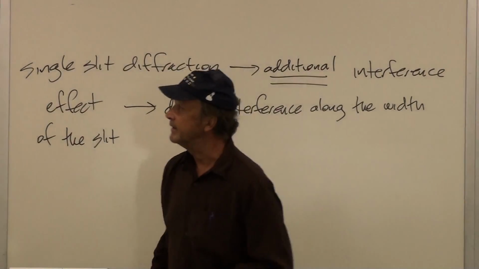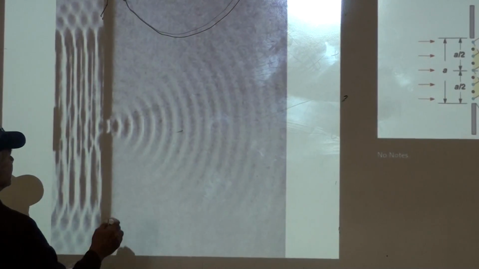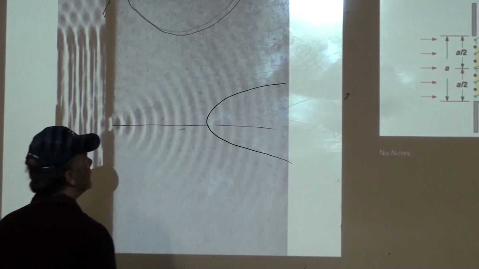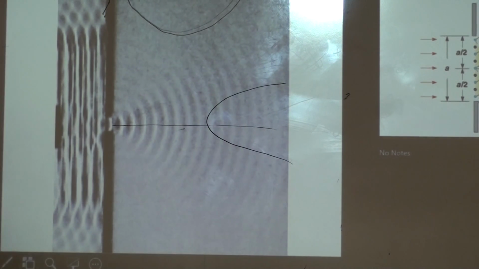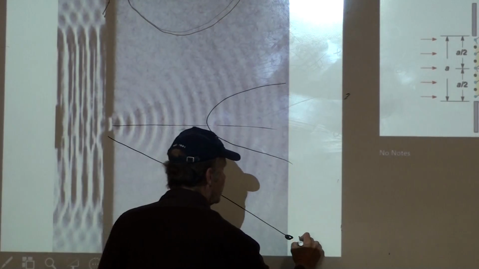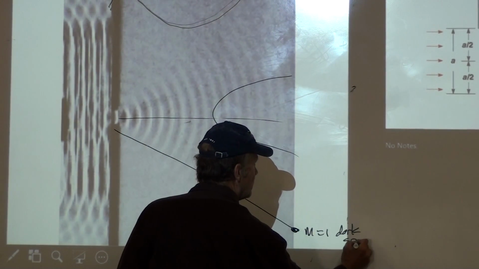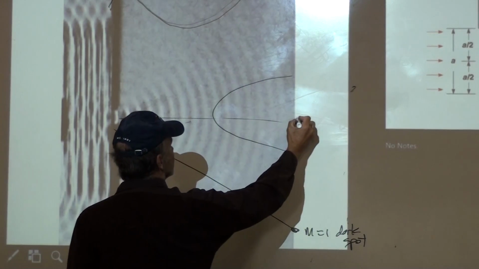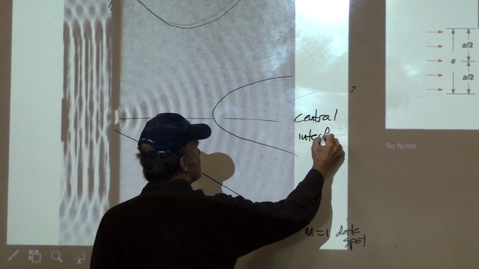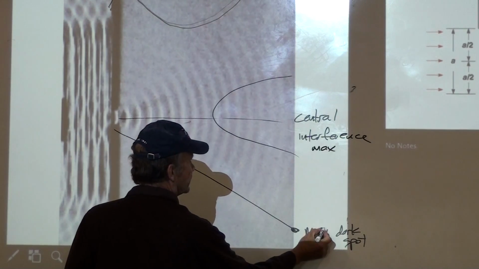And so what does that look like? Well, you can see it a little bit here, although it doesn't come out super well, but along the center, there's a big peak. Okay, so there's constructive interference there. But here along this line, you get destructive interference. And so this is what we could call our m=1 dark spot. So this is what we call our central interference maximum. This would be -1 down here.